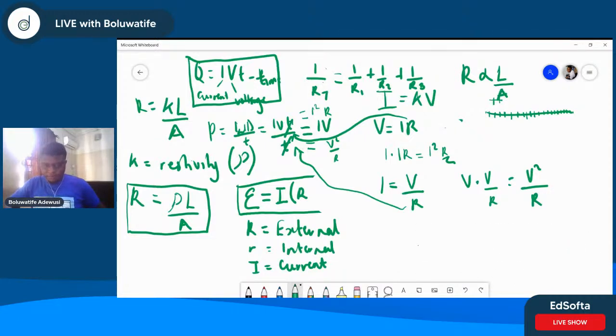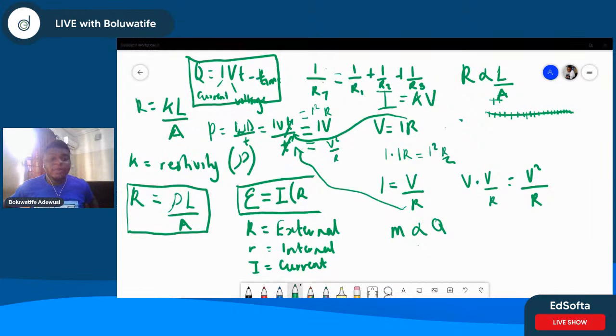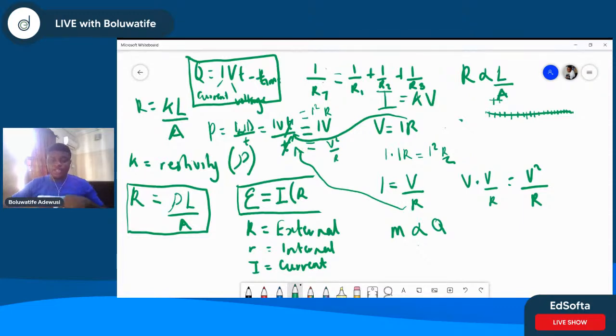Okay, so now the mass is directly proportional to the quantity of electricity, right? It's proportional to the quantity of charge or quantity of electricity passing through it. So now M is directly proportional to Q.